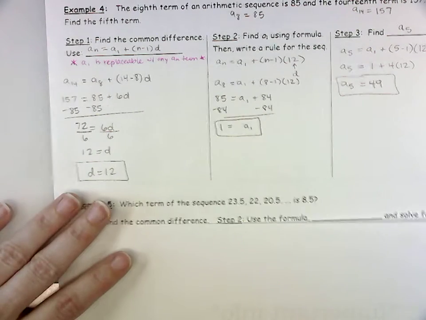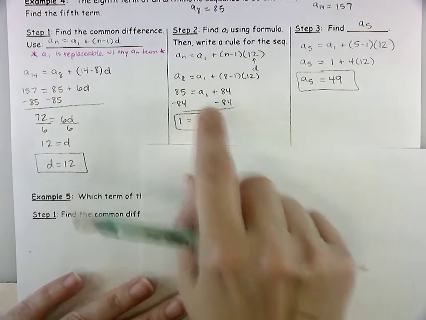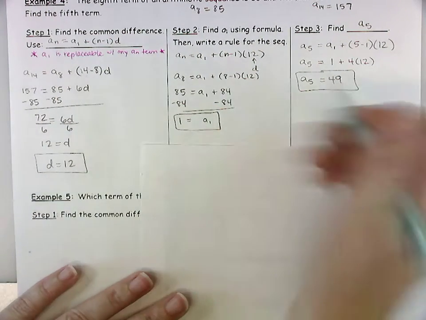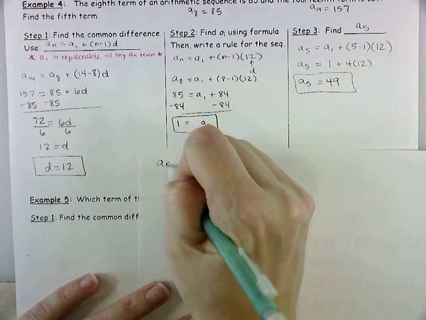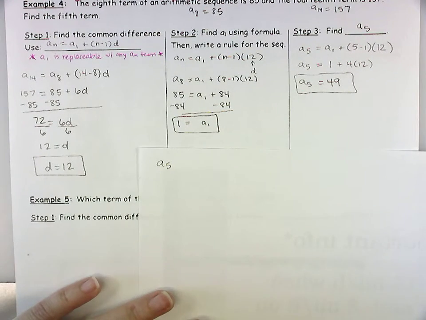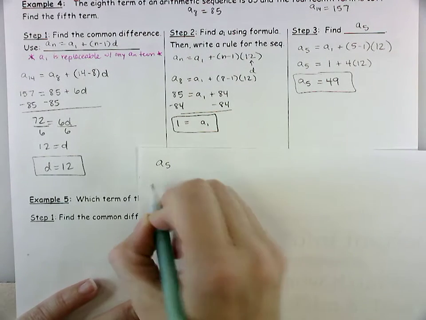Thank you. Okay, now like I said, there's a couple of other ways to do this. Can you guys think about how we could skip step 2 and just go from step 1 to step 3 to find a sub 5? Could you do 12 times 7 and then do 85 minus 1? Yeah, but that'll be the third way.